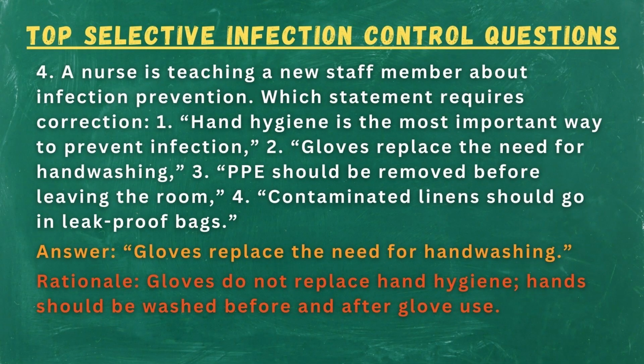4. A nurse is teaching a new staff member about infection prevention. Which statement requires correction? 1. Hand hygiene is the most important way to prevent infection. 2. Gloves replace the need for hand washing. 3. PPE should be removed before leaving the room. 4. Contaminated linens should go in leak-proof bags. Answer: gloves replace the need for hand washing. Rationale: gloves do not replace hand hygiene. Hands should be washed before and after glove use.